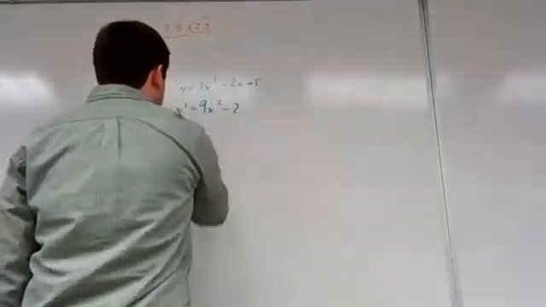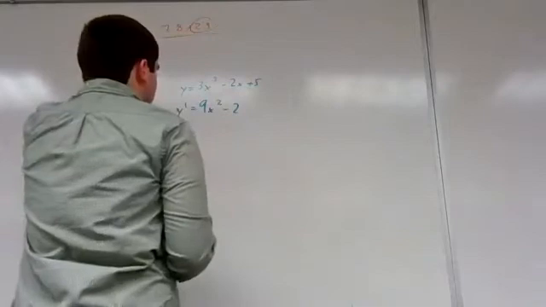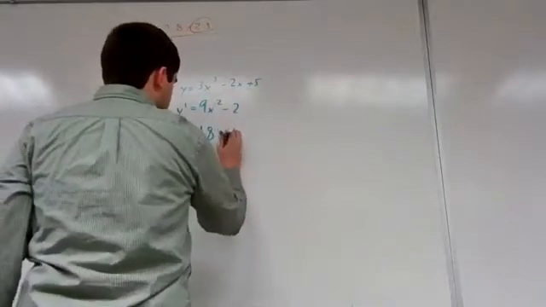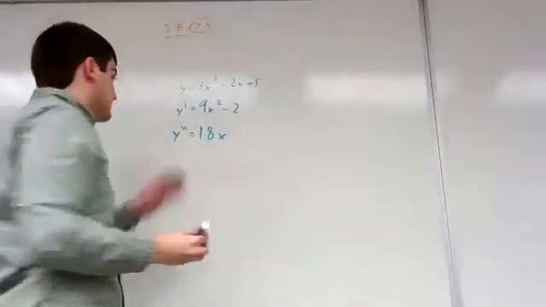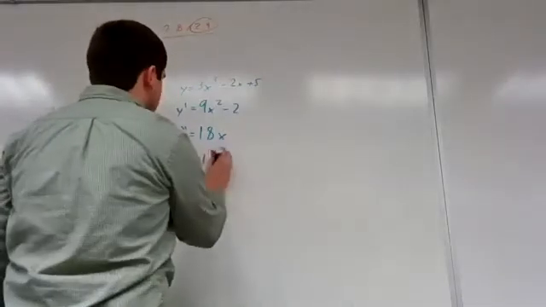And then I can take the derivative again, and I would call that y double prime. This will be 9 times 2, which is 18 times x. And then the derivative of 2 is 0, so that's just 18x. If I do triple prime, the x becomes 1, so I just get 18.